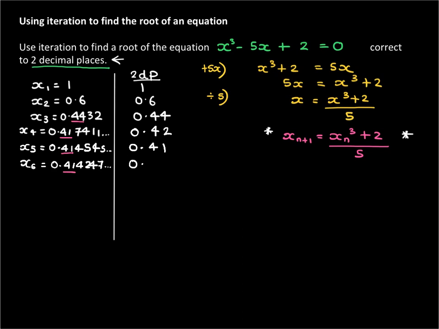So for the purposes of GCSE, I can now stop and I can say that my answer is going to be x equals 0.41, correct to 2 decimal places.